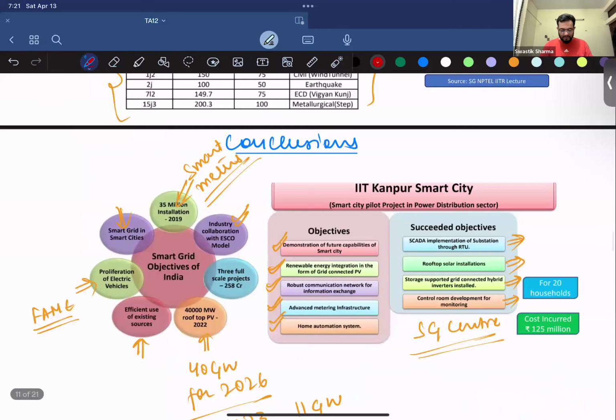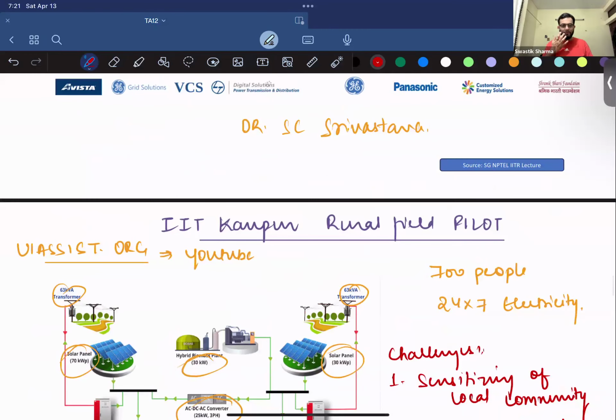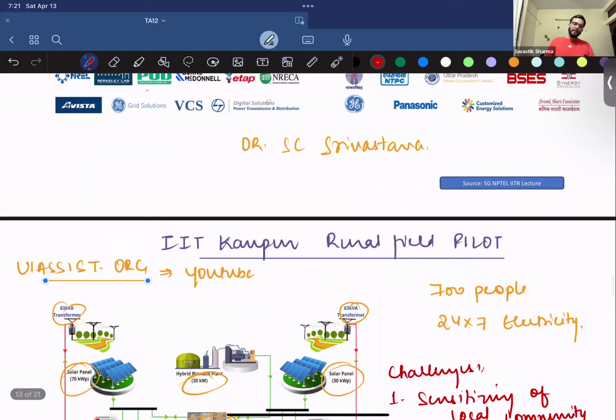I wanted to discuss these few aspects because the conclusion from their perspective wasn't making sense to me. So what I wanted to do was show you how IIT Kanpur was taking initiatives to ensure the upliftment of the smart grid objectives of India.